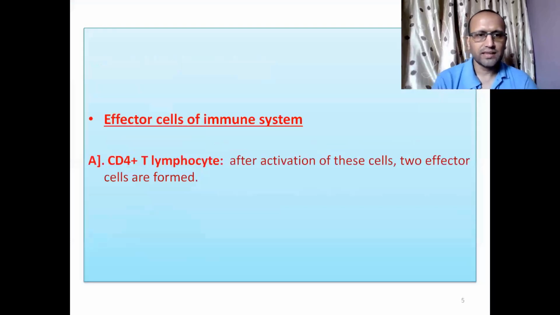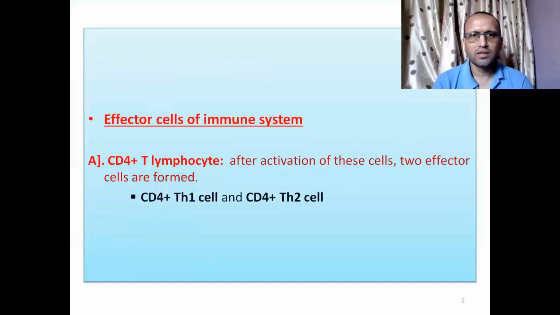What are the effector cells of the immune system? After activation of CD4 positive T lymphocytes, two effector cells are formed. These are CD4 positive type 1 helper T lymphocytes and CD4 positive type 2 helper T lymphocytes. In short, they are also known as Th1 cells and Th2 cells.